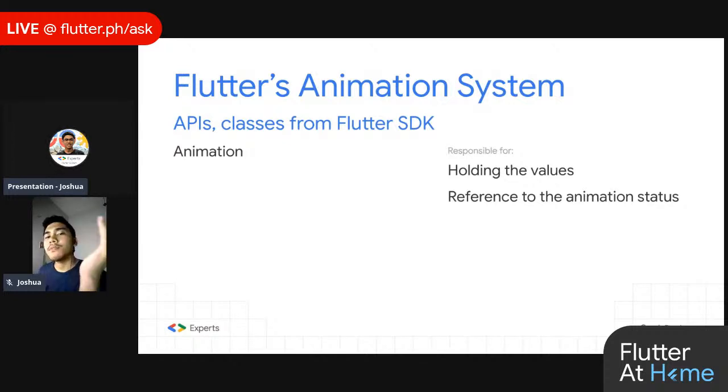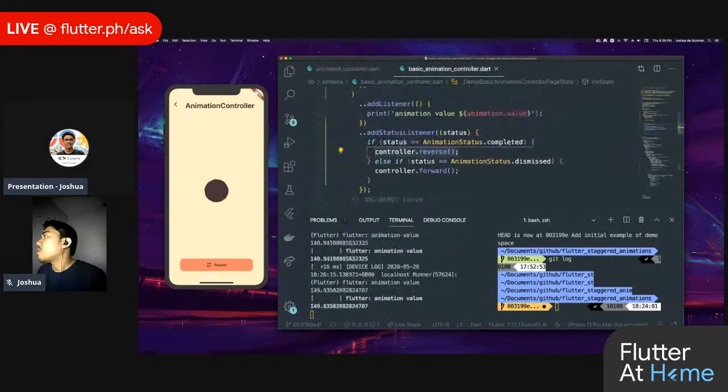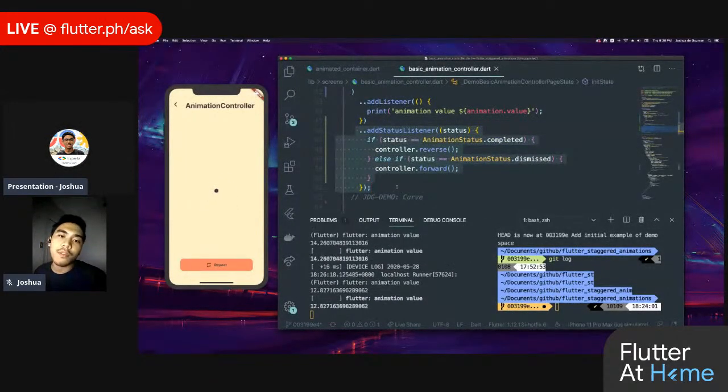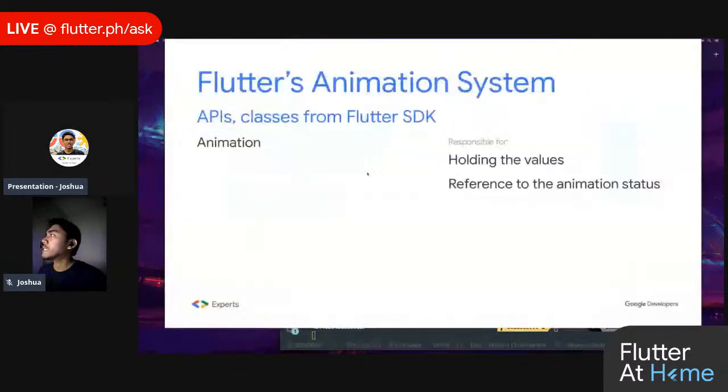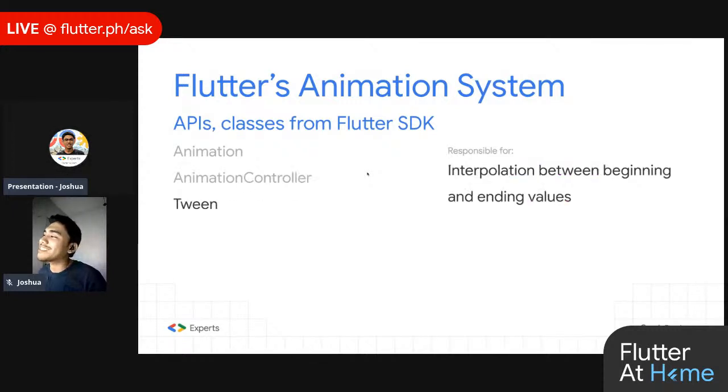Just a high-level overview of the Flutter animation system. The Animation class is responsible for holding the values and referencing the ending and the beginning values and the change in values during runtime. It's also what you use to reference the animation status. As we saw earlier, we have this callback for the animation status, whether it's dismissed or completed. Next thing we have to consider using is the animation controller. Again, it's used for controlling and managing animation objects.